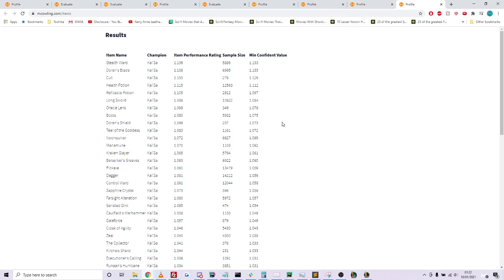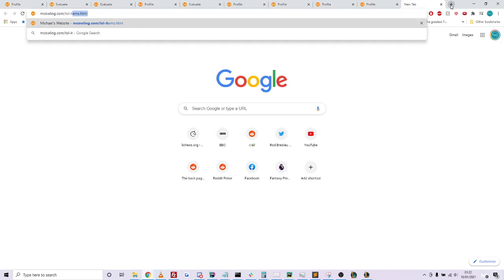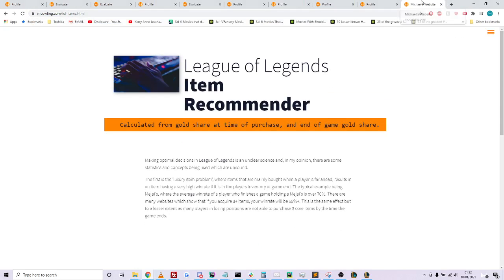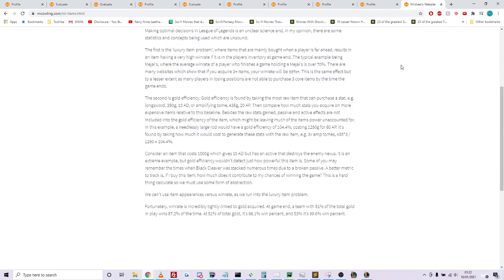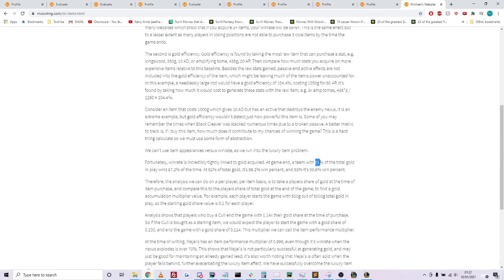Which items generate you the most gold, get you fed, and win you games. Because when you look at the data, the team that has a gold lead, so if you have a 51% gold lead, if your team has 51% of the gold in play, you're going to win the game 87% of the time. If you have 52% of the gold in play, you win 98% of the time, and 53%, you're going to win 99.6% of the time. So gold is heavily linked to winning the game.